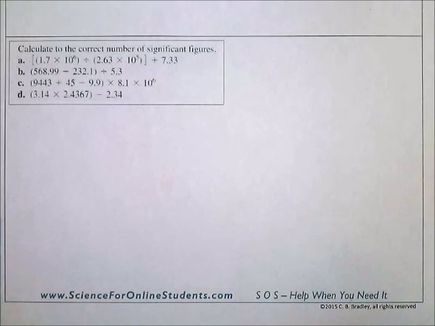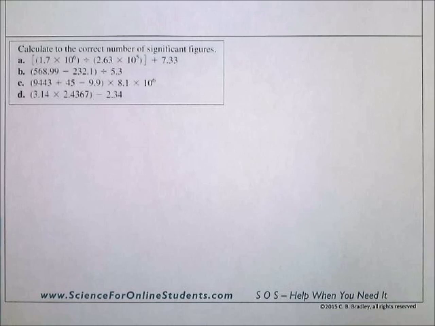Calculate to the correct significant figures in a set of problems. Notice one very important thing here: we have mixed problems, both addition and subtraction and multiplication. And so we have to resort to both sets of rounding rules and order of operations.